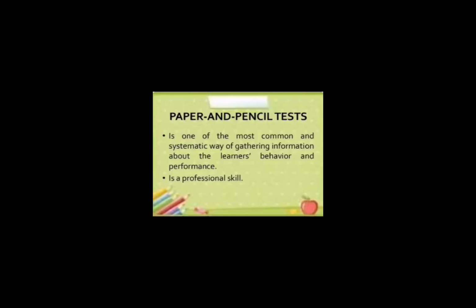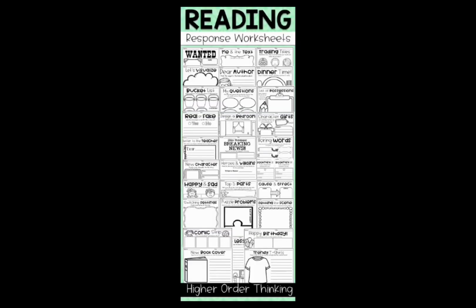And now let's talk about the paper and pencil test. Paper and pencil test is one of the most common and systematic ways of gathering information about the learner's behavior and performance. It is also called a professional skill. This is an example of a paper and pencil test.